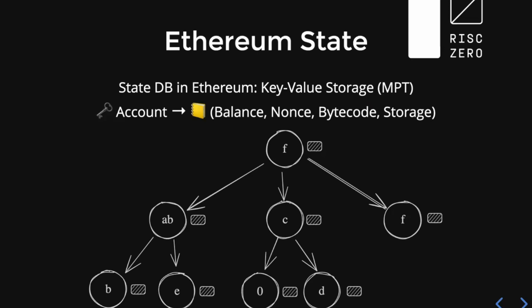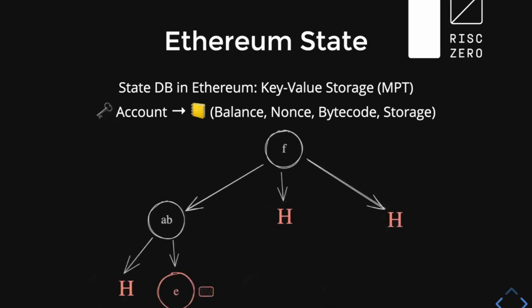So let's say we want to essentially prove, for example, that FAPE has a certain value. So in Ethereum, what is the account value? In case you're curious, this is the balance, the nonce, the bytecode, so actually the computer code, and the storage, which is essentially the RAM. You can think of the RAM of that account.